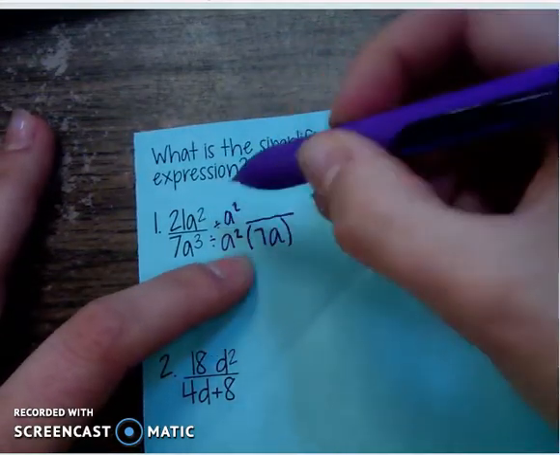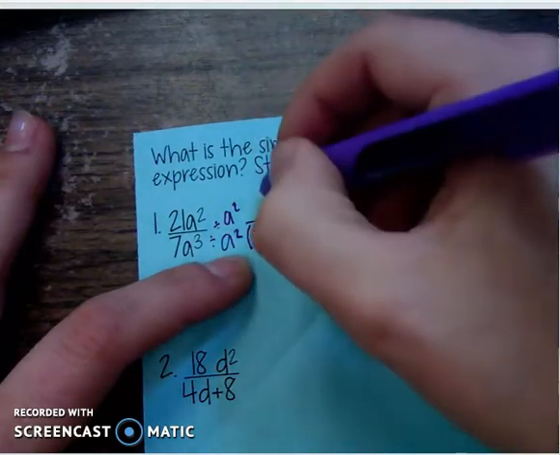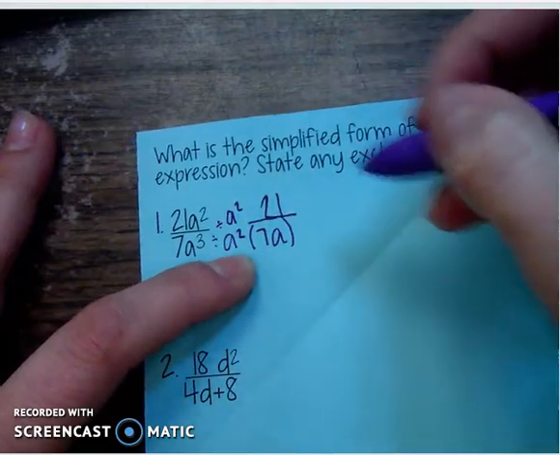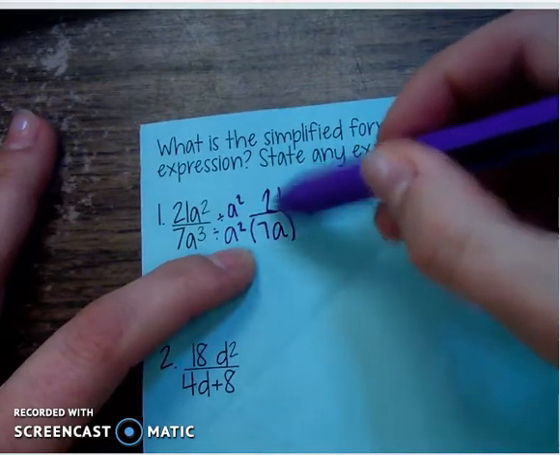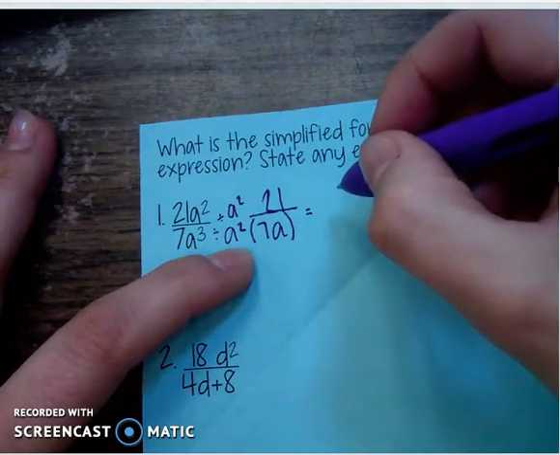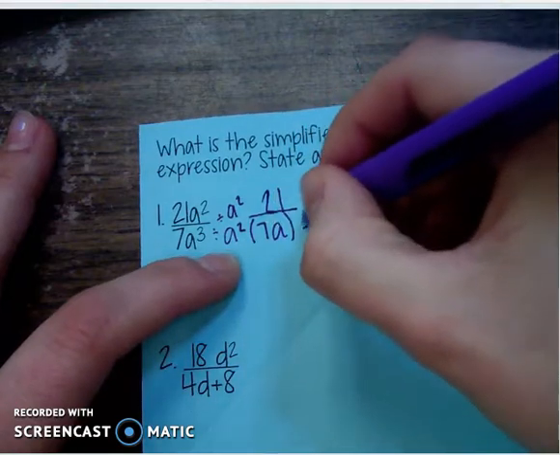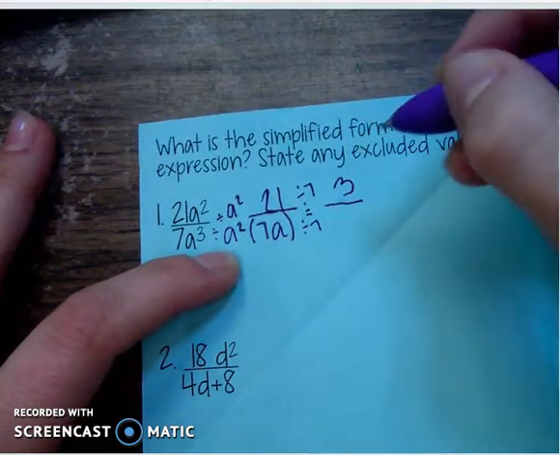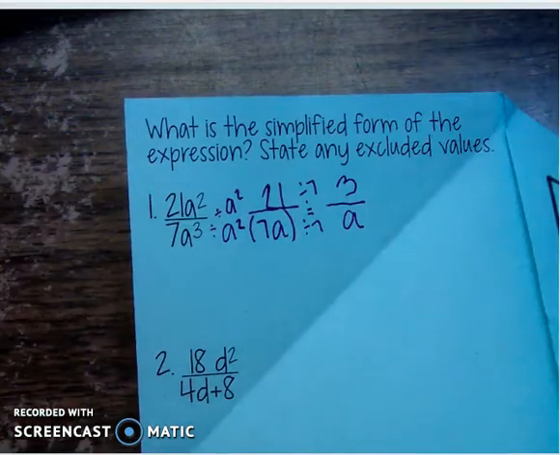And if I divide it out, remember we just subtract those exponents. 2 minus 2 is 0, so I'm just left with 21 over 7a. And then I can reduce the 21 and the 7. I can divide out a 7. So I'm left with 3 over a. Okay.